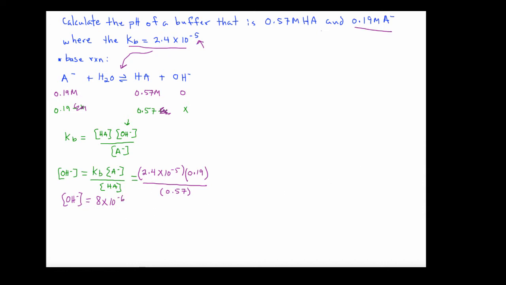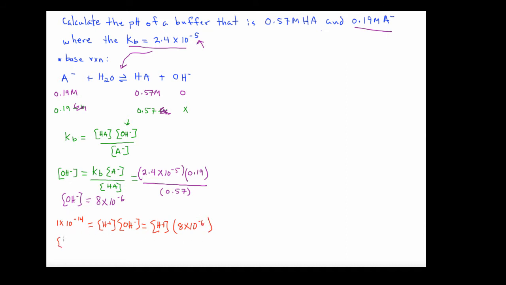Now, to get to the H+, I'm going to use basically the Kw expression, which is the following. So we have 1 times 10 to the minus 14th. That's the equilibrium constant for the autoionization of water at 25 degrees centigrade. It's equal to the ion product, H plus times the OH minus. All right, and now let's plug in our values. So we're solving for the H plus, and the OH minus is 8 times 10 to the minus 6th.